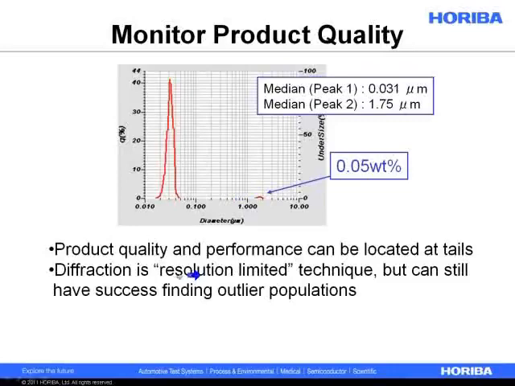I say here below that diffraction is resolution limited, and that's generally true. What that means is if the first peak here is at a median of 31 nanometers, and I mixed in another material that had a median at 40 nanometers, diffraction wouldn't be able to give you baseline resolution between them. In fact, that's probably putting it kindly. It would most likely give you one peak that's a mix of the 30 and the 40 nanometer material. And that's what I mean by resolution limited. It's not measuring every single particle. Because it's measuring an ensemble of particles, you just have limited resolution.